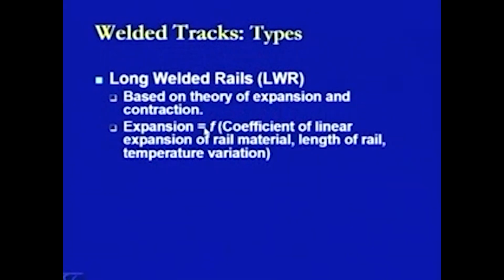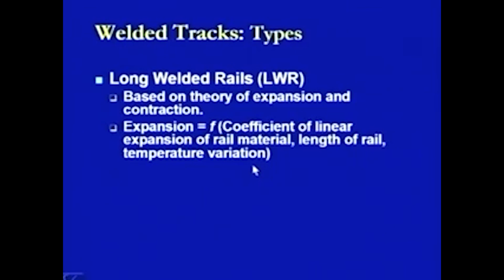Here we are trying to look at the total amount of expansion or contraction which is going to take place in the number of rail sections which are jointed or welded together. So, based on the amount of expansion and contraction, the length of the rail section is to be decided. Now, whatever expansion is taking place is going to be a function of the coefficient of linear expansion of rail material, the length of the rail section, and the temperature variation.